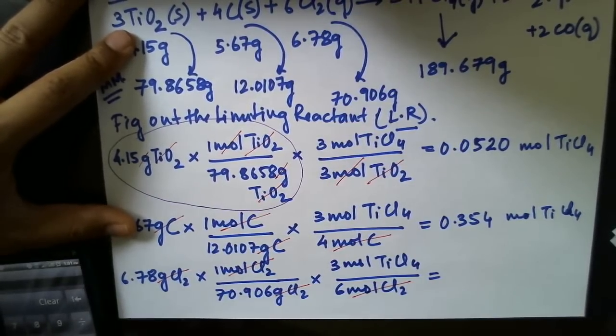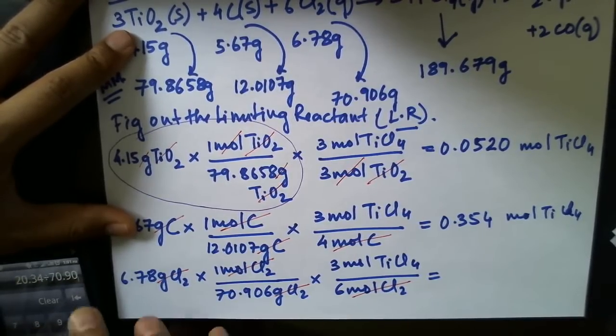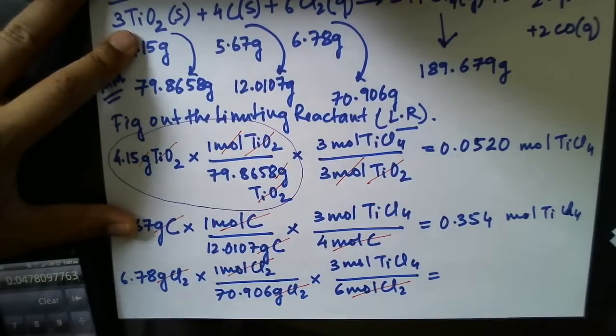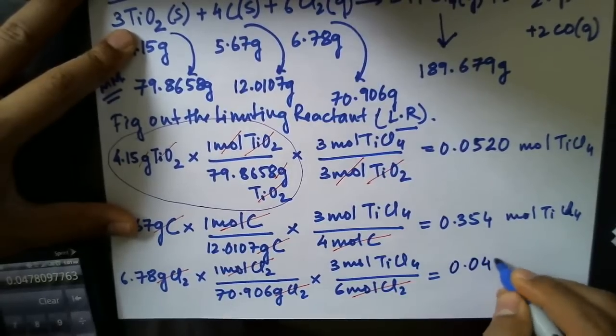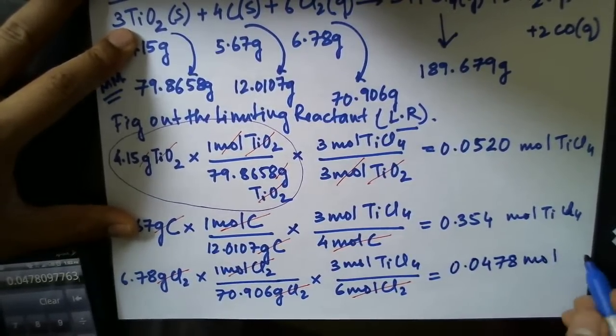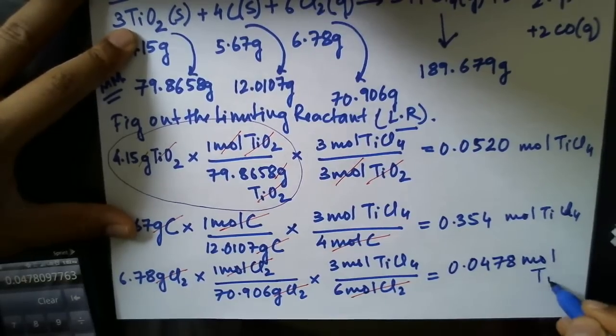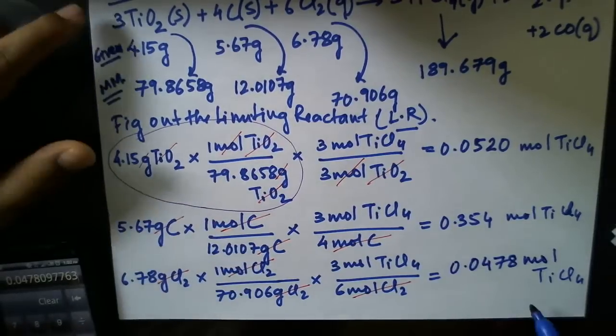Now let's crunch those numbers. 6.78 grams times 3. Divide that by 70.906. And you divide that by 6. Which should give you 0.0478 moles. Notice carefully. Again, I'm restricting myself to 3 significant figures out here.